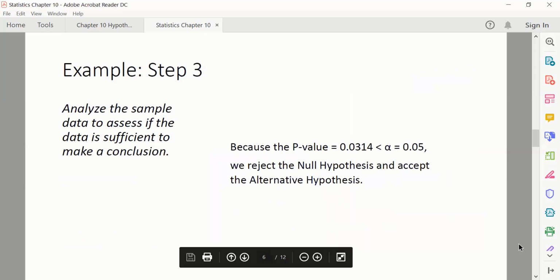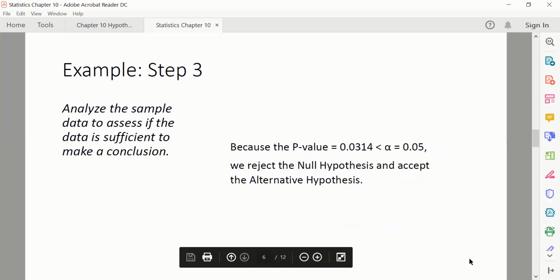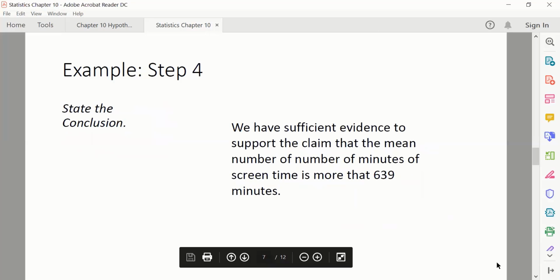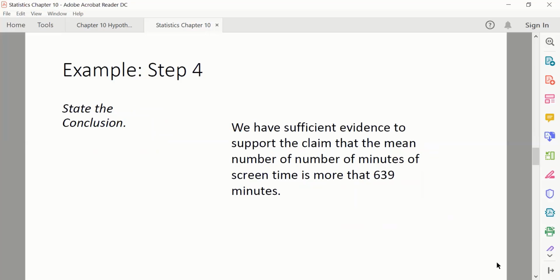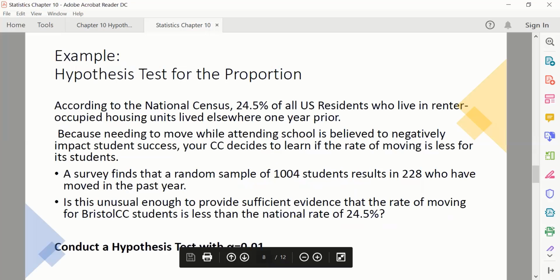And then we do the final analysis. We analyze the sample data to see if the data is sufficient to make a conclusion. Because the p-value in this case was 0.03, that was less than alpha equals 0.05. So we reject the null hypothesis and accept the alternative hypothesis. And our last step is to state the conclusion. We have sufficient evidence to support the claim that the mean number of minutes of screen time is more than 639 minutes.